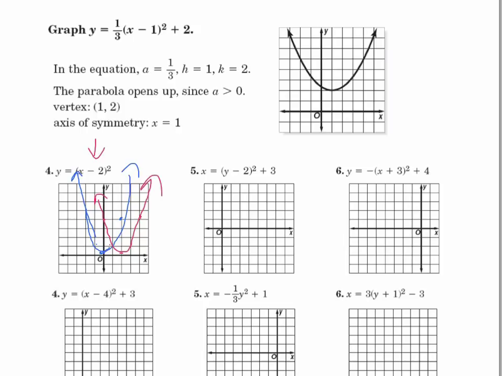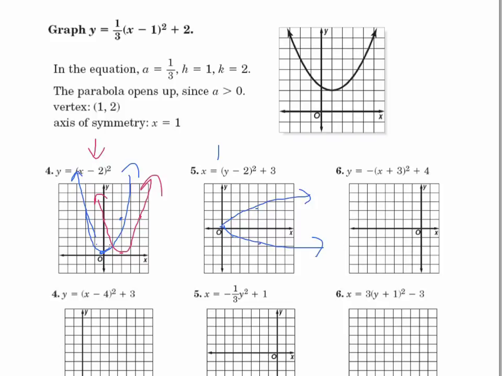It works just the same way for one like number 5. The original parent graph for a sideways parabola, this one opens to the right because the a value is positive here, is vertex at 0, 0, point at 1, 1, point at 1, negative 1, then we're going to move over to this point and this point, and our original parent graph looks like that.